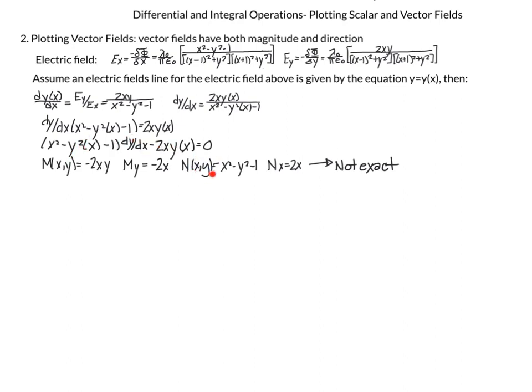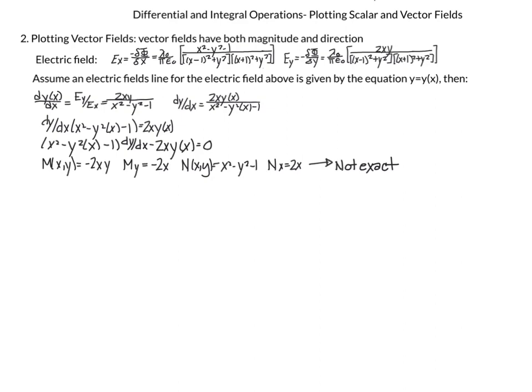So the n of xy, remember, that's what's multiplied by my dy dx, or my derivative of y. So n of xy is equal to x squared minus y squared minus 1. And when I take the derivative with respect to x, I get 2x. My m of xy is what is not multiplied, what's left, I guess. So that's my minus 2xy. When I take the derivative with respect to y, I get minus 2x. And you can see these two are not equal, and therefore this differential equation is not exact.